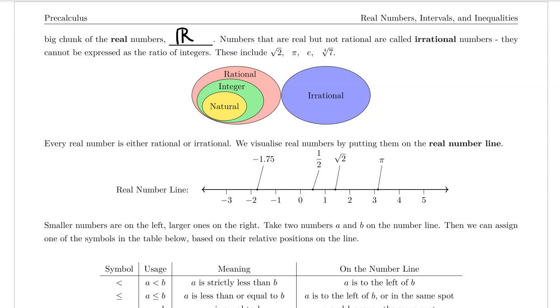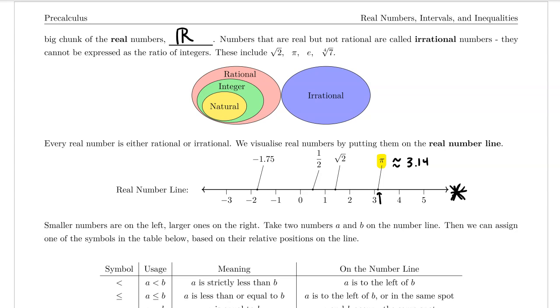We visualize real numbers by putting them on the real number line. So here is the real number line. Right now we can see the integers between -3 and +5, and then we've placed some numbers on the real number line, like pi. Pi is irrational, and it is approximately equal to 3.14, so that's why we're placing it here between 3 and 4. And then the square root of 2 is also irrational, and it's approximately between 1 and 2. We have 1/2 and -1.75.